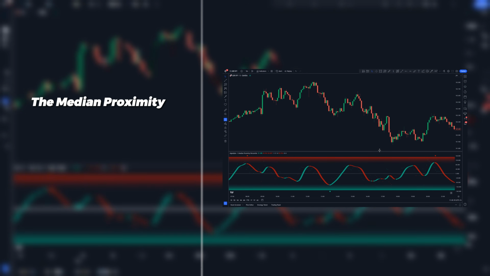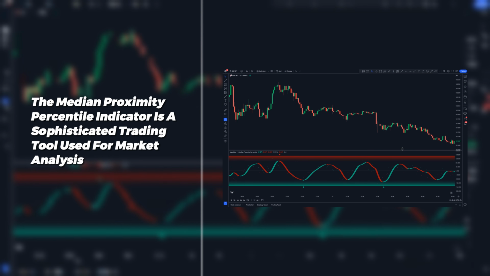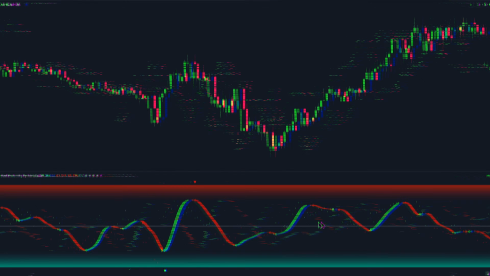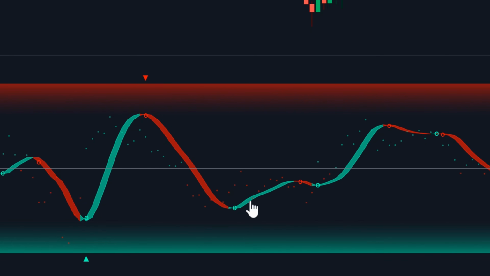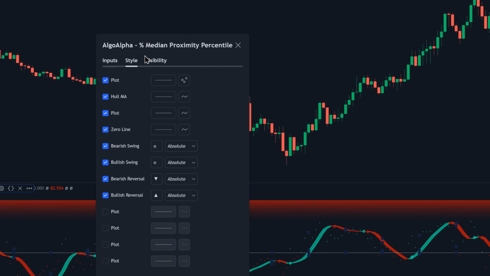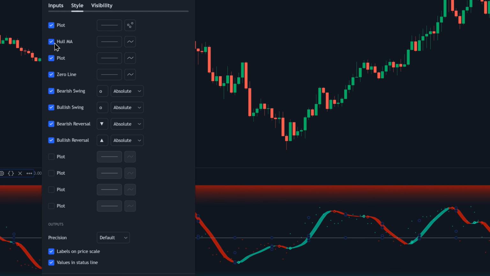The median proximity percentile is a sophisticated trading tool used for market analysis in financial trading. To understand it better, let's explore its components. On the chart, you will notice small dots colored in teal and red. On the settings of this indicator, these dots are referred to as plots, which isn't a very descriptive name. And then we do have the whole MA, which as you can see, whenever I toggle this on and off, the whole MA happens to be one of the lines on this red teal oscillator.